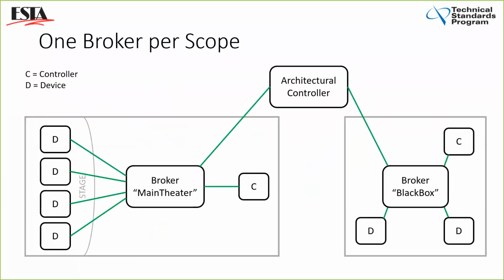And then outside of each space, you have the architectural controller for the entire venue that needs to be aware of what's going on in every space so that somebody can see the state of the entire system. And because, as we mentioned before, in RDMnet, controllers can participate in multiple scopes simultaneously, it is possible for the architectural controller to discover and communicate with each of those discrete systems.